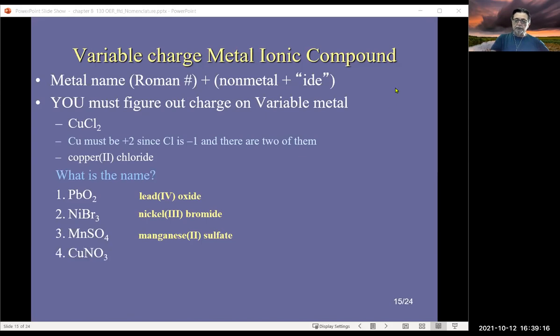Okay. Copper. Here again, we have a NO3 polyatomic ion. Each one is a -1 charge. And so this copper must be copper 1. And that's, yes, copper, Roman numeral 1, nitrate.